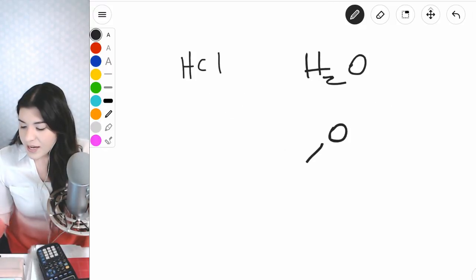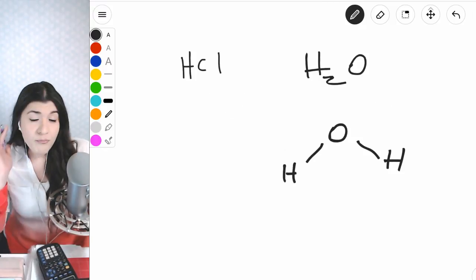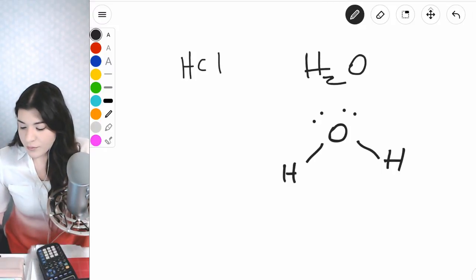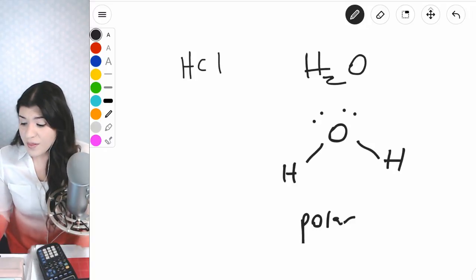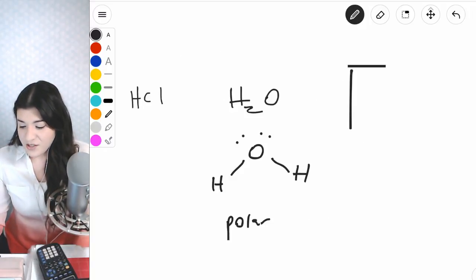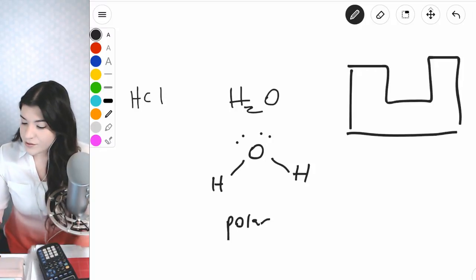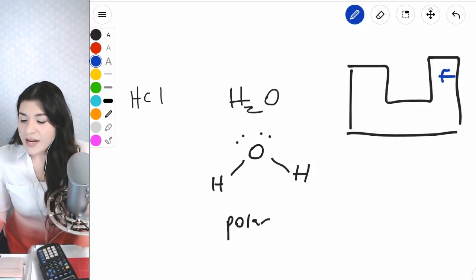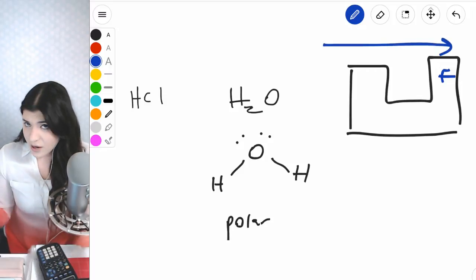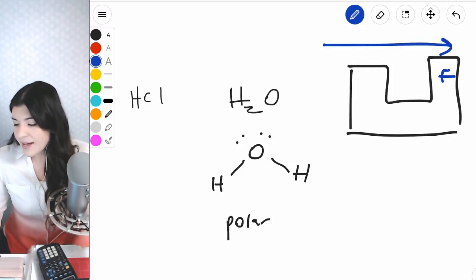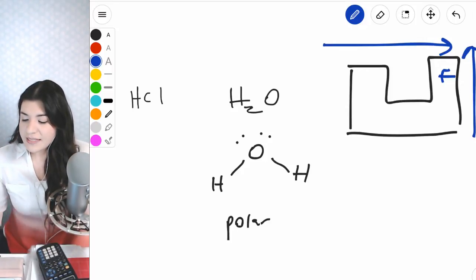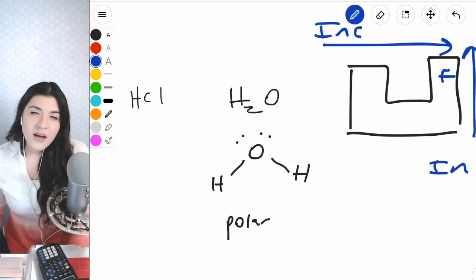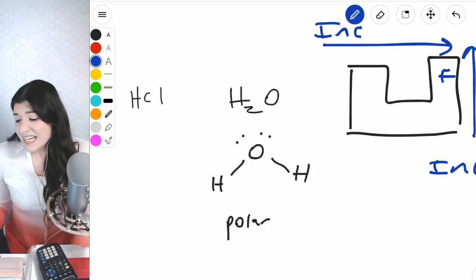So let's just look at the Lewis structure for water right now. We know that this is polar because, one, look at your electronegativity, and the most electronegative atom is fluorine. So fluorine's right here. Your trend is, as we move from left to right across a period of the periodic table, and as we go up a column, electronegativity increases.